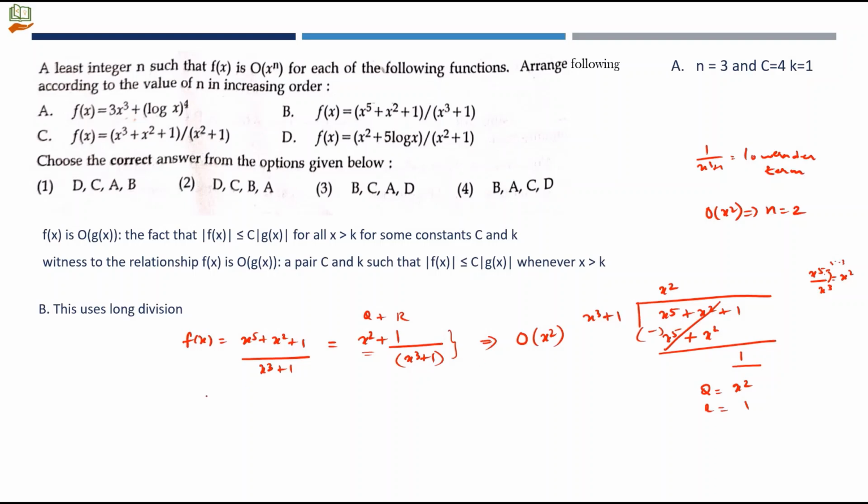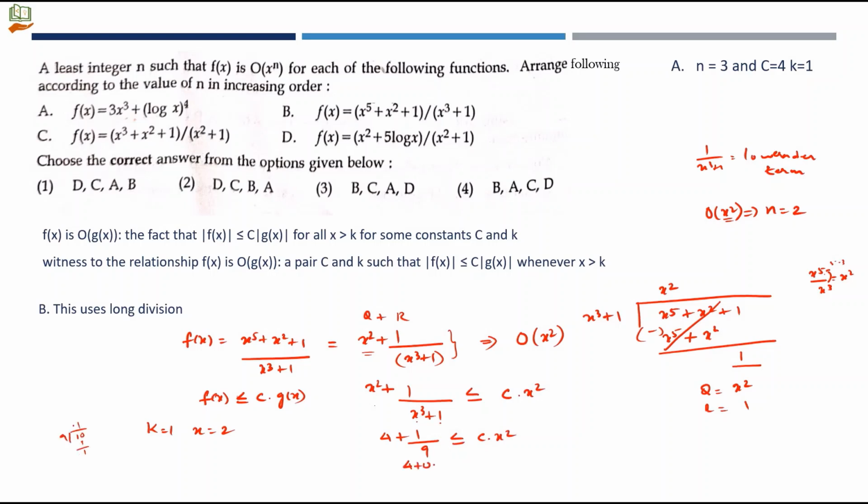So let's take f of x less than or equal to c into g of x. F of x is reduced to quotient plus remainder. So this will be x square plus 1 by x cube plus 1 less than or equal to c into, what is g of x? It is x square. Now let's substitute a number. We have to substitute a number that is greater than k. So if we take k is equal to 1, x should be 2. So for x is equal to 2, 2 square is 4 plus 2 cube is 8, 8 plus 1 will give you 9. This is less than c into x square.